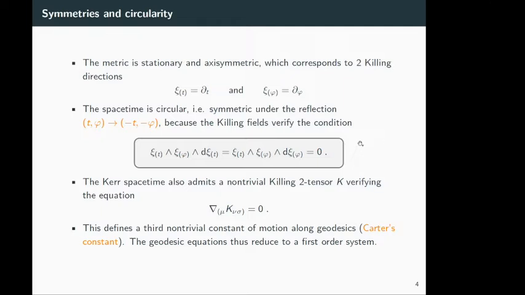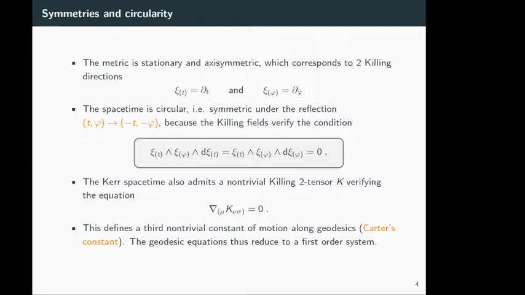So the Kerr metric has symmetries. It's a stationary and axisymmetric spacetime, and there are two Killing directions, which correspond to this. So the vectors ∂t and ∂φ are Killing directions. Or said differently, the metric doesn't depend on these two coordinates, right?